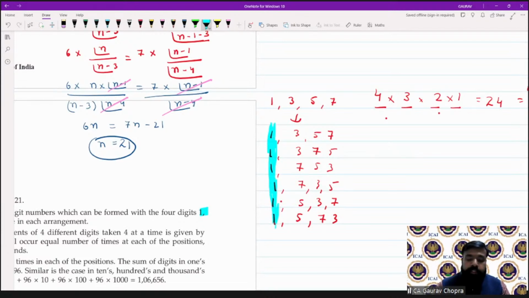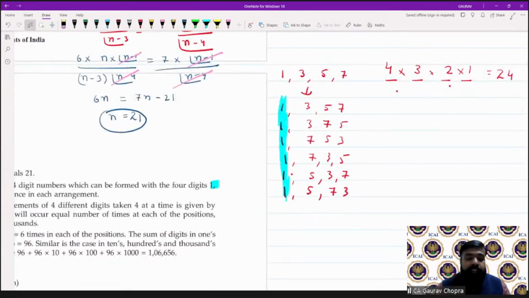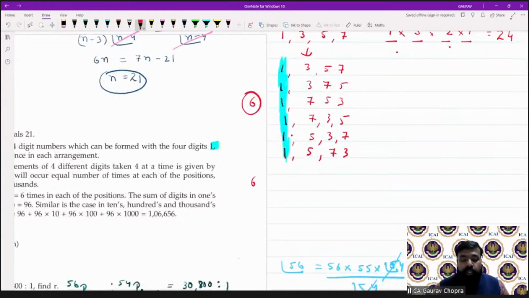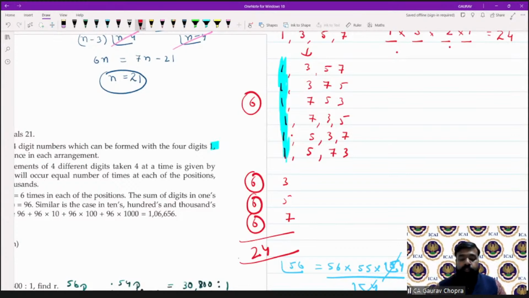Then we can take those cases which begin with 3, then those beginning with 5, and then beginning with 7. All will have 6 outcomes. So 6 outcomes begin with 1, 6 with 3, 6 with 5, and 6 with 7. All these make a total of 24 numbers. So in this way we can see that 24 possibilities are there.